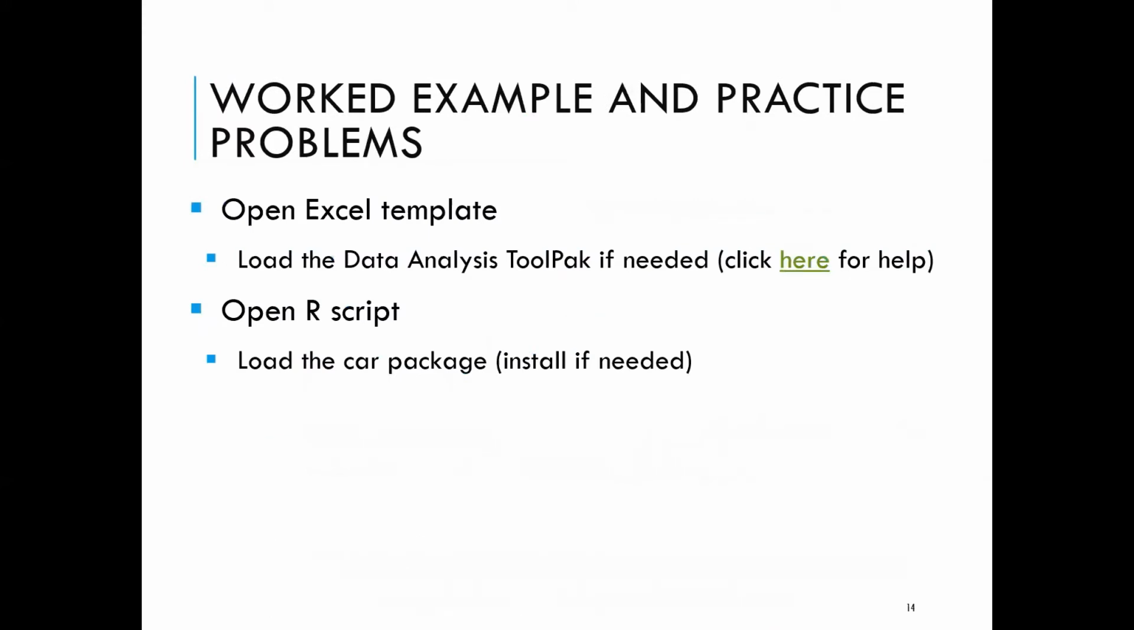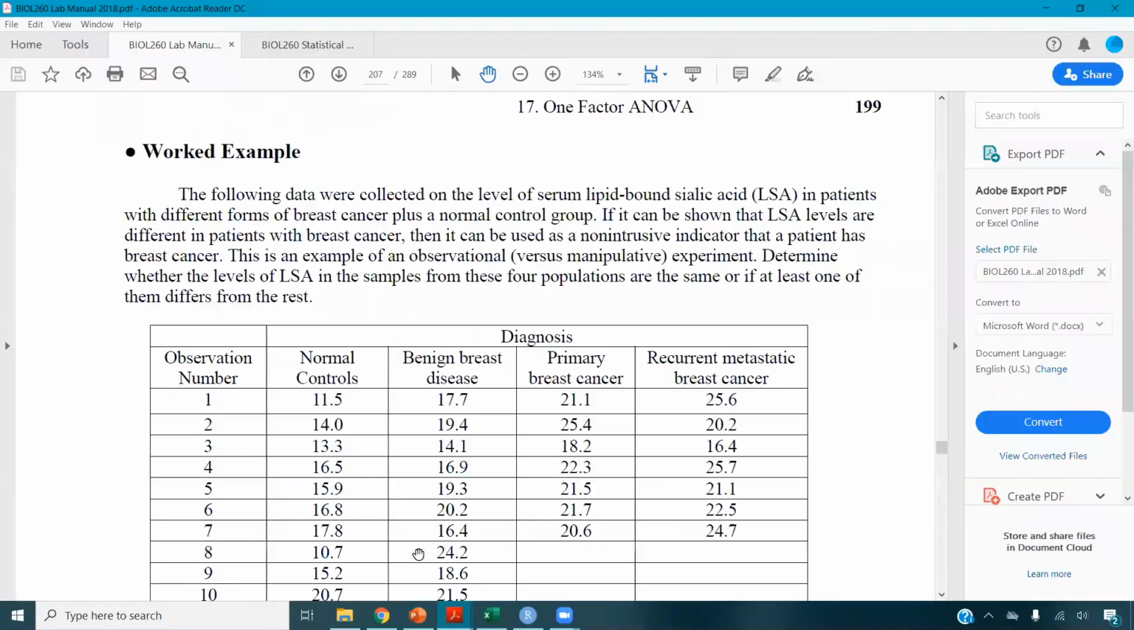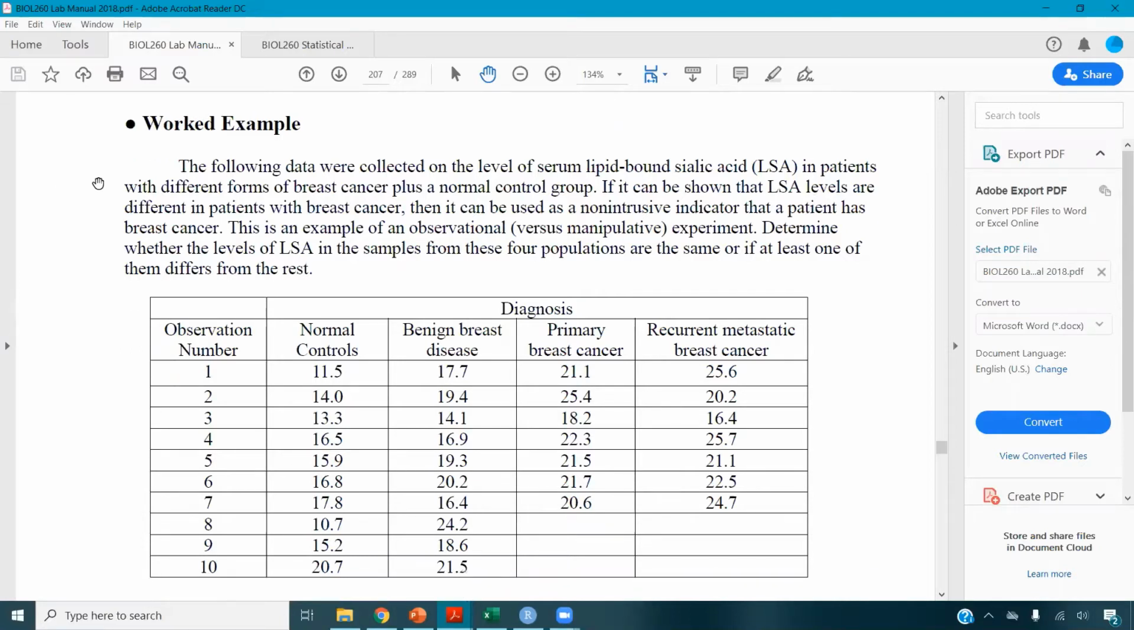From here, we're going to go ahead and walk through the worked example in Excel, and then we'll go through that same example in R. So let's take a look at this worked example in the lab manual. It's on page 199 in the one-factor ANOVA chapter. And let's go ahead and look at this data together.